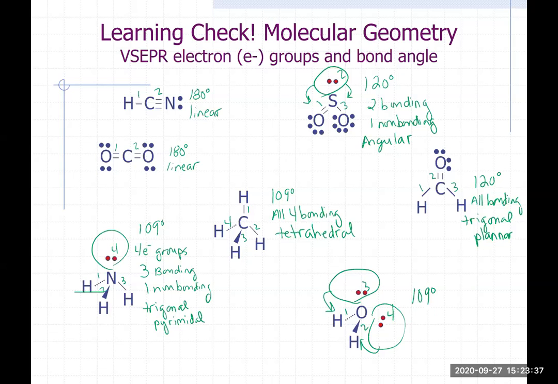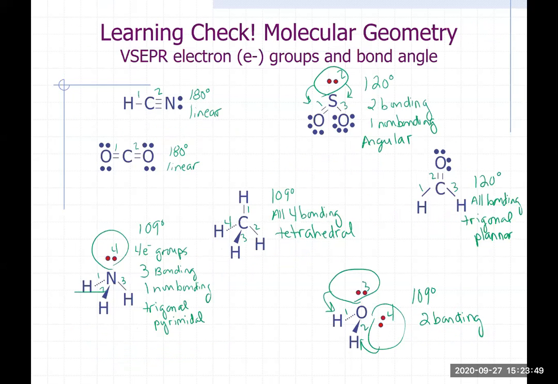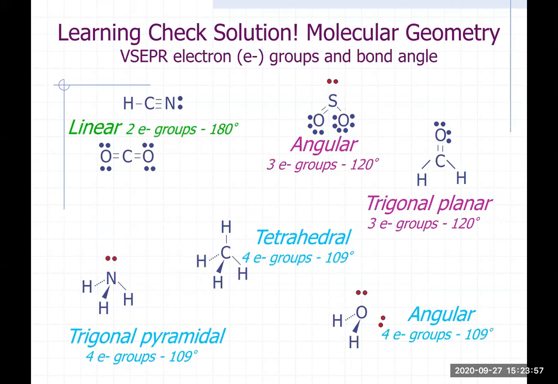4 electron domains gives us 109 degrees. Again, we memorize that. 2 are bonding. We don't even have to finish 2 are non-bonding, because we know if we have 3 or 4 and 2 are bonding, that means that we have angular geometry. And here is a solution slide in case you get stuck when you're going through this later.